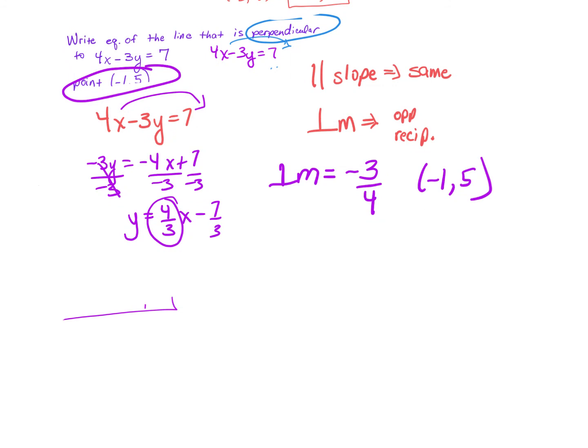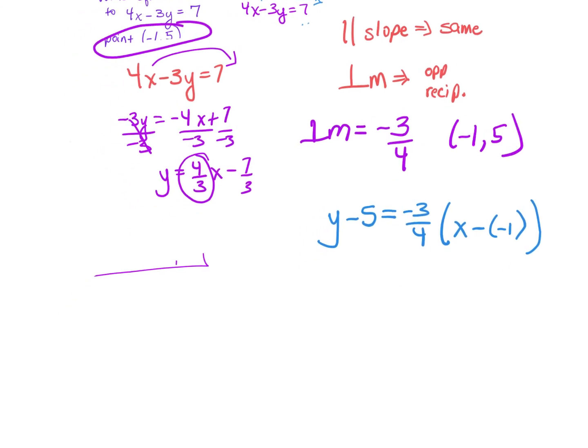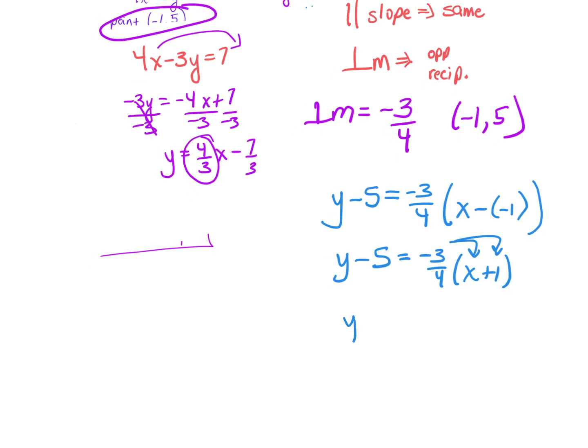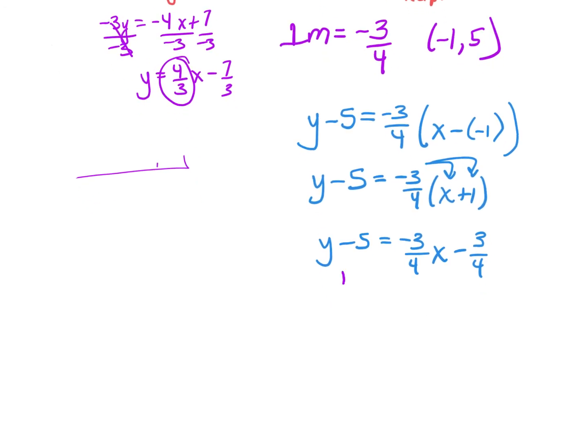So I'm just going to say, okay, y minus 5 equals my slope, negative 3/4 times x minus a negative 1. I'm going to use point slope form. If you just want to throw it into y equals mx plus b, find your b, that's fine. So we have y minus 5 equals negative 3/4 x plus 1. Distribute your negative 3/4. So y minus 5 equals negative 3/4 x minus 3/4. Agreed?